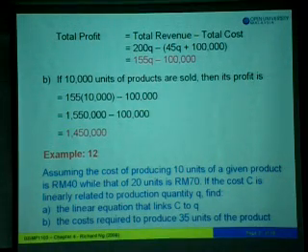Example 12. Assuming the cost of producing 10 units of a given product is 40 ringgit. Betul. While that of... Dia lepas ke bawah. Lepas ke bawah.